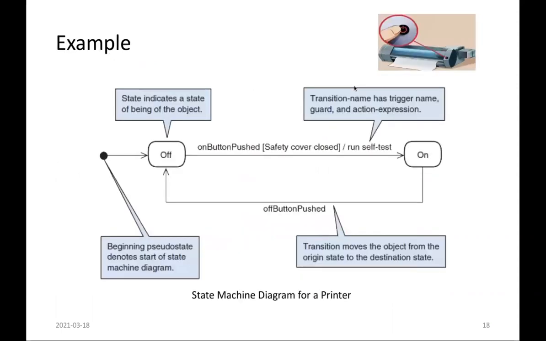In the following example, we can see different transitions between two states. In particular, we have two transitions. The first is on button pushed, and the second is off button pushed. This example is related to building a state machine diagram for a printer. So we're interested in seeing different states of a printer. The printer could be either off or on. When the printer is off, there is a transition between off and on.